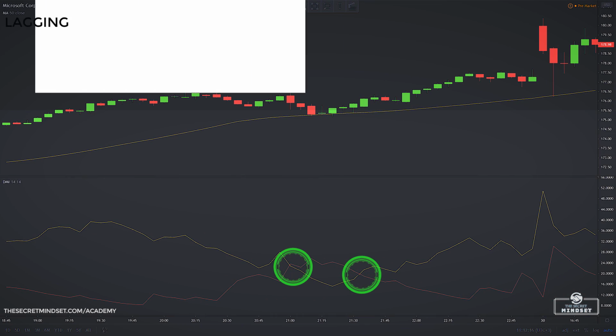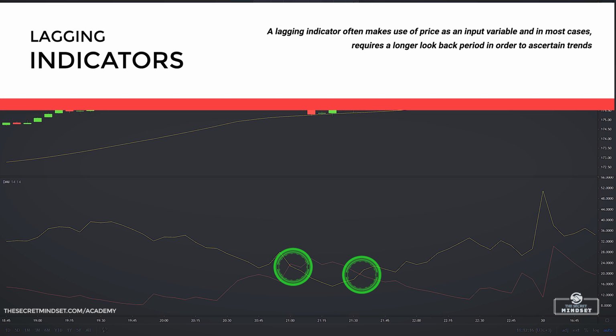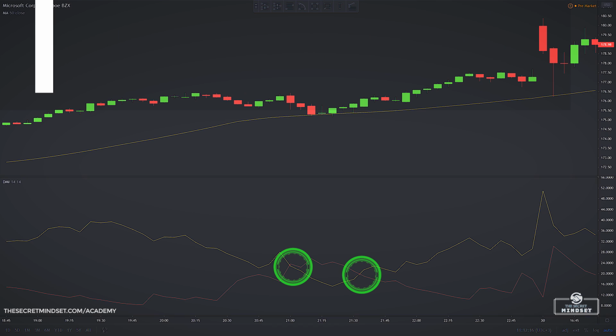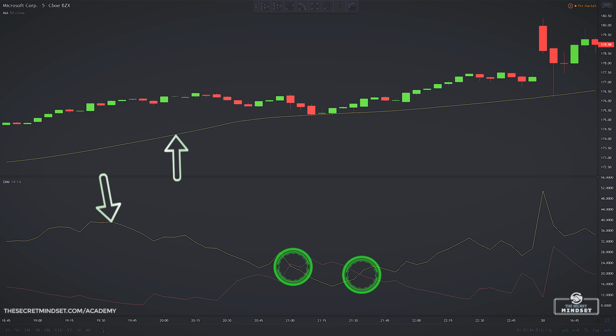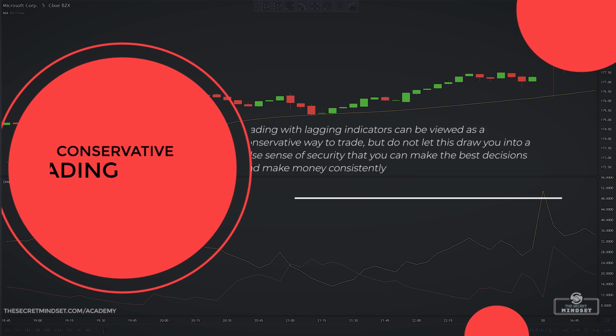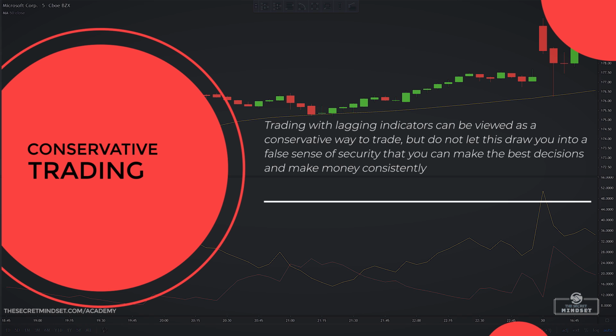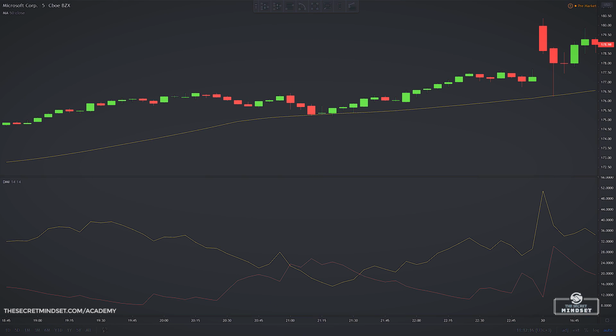the move. A lagging indicator often makes use of price as an input variable and in most cases requires a longer look-back period in order to ascertain trends. Even with the delayed feedback, many traders prefer to use lagging technical indicators, as it helps them to trade with more confidence by validating their trade decisions. Usually, traders make use of two or more lagging indicators to confirm price trends before entering the trade. This can be viewed as a conservative way to trade, but don't let this draw you into a false sense of security that you can make the best decisions and make money consistently.